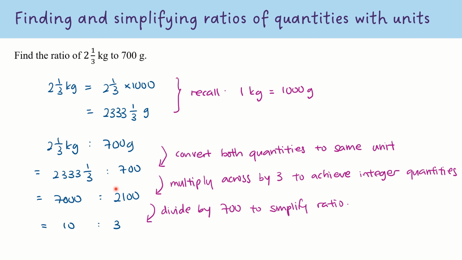You may definitely use a calculator at this step, where we have 2333 and 1/3 is to 700. So we press our calculator, 2333 and 1/3 divide by 700, and it will immediately bring to us a fraction of 10 over 3, which we can write in its equivalent ratio form of 10 is to 3.